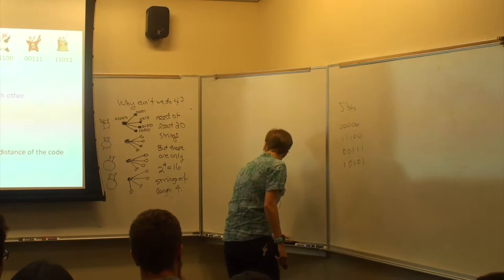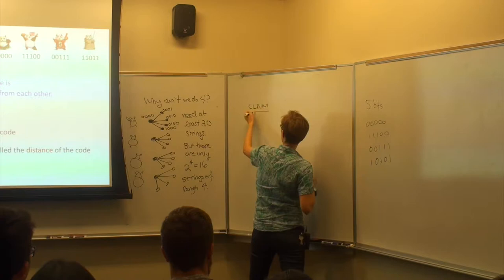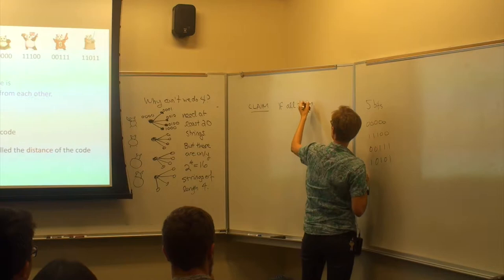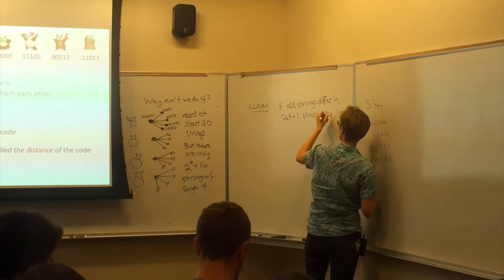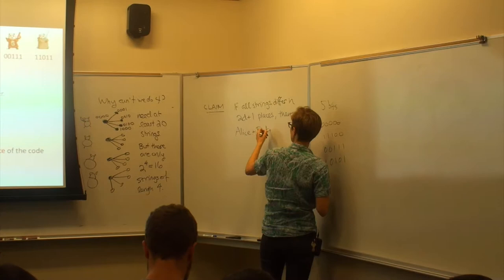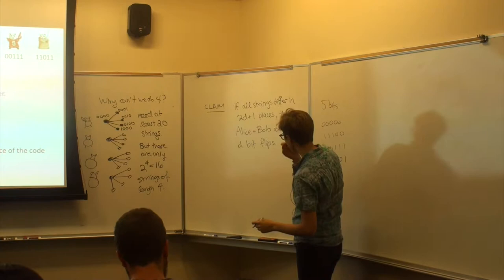So, here's a claim. If all strings differ in, say, 2d plus 1 places, then Alice and Bob can handle d bit flips. So that's the statement. And the reason is that suppose any two strings differ in 2d plus 1 places.